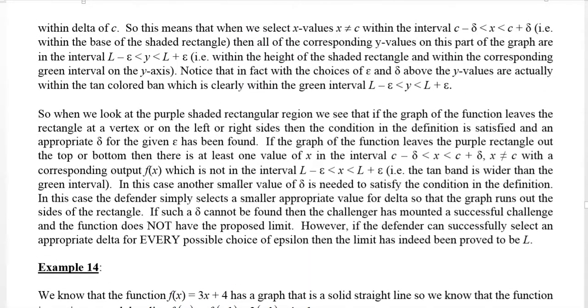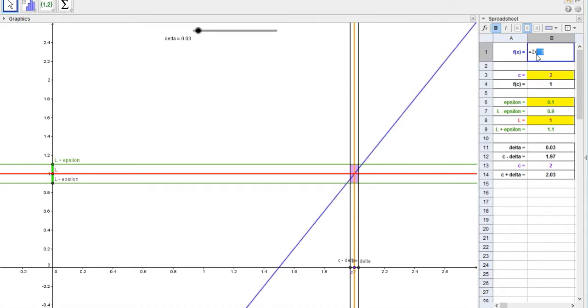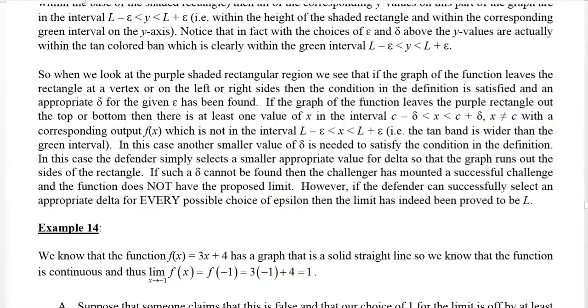So let's look at a couple of example problems and see some things that we might do with this. Suppose we have the function 3x plus 4. Now we know the graph of 3x plus 4 is a solid line. So let's go over here and change the function to 3x plus 4. Okay, and there's our solid line over here. We want to see what happens as x approaches -1. Since it's a solid straight line, that means it's continuous, so that limit will be just the function value. So 3 times -1 plus 4, that's 1. So as x goes closer to -1, y should be closer and closer to 1. So that should be the limit.